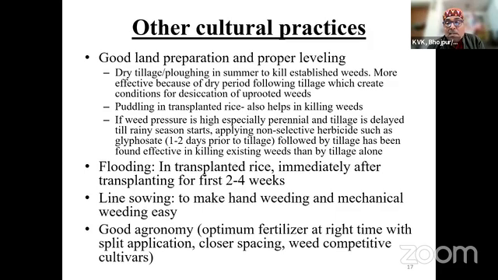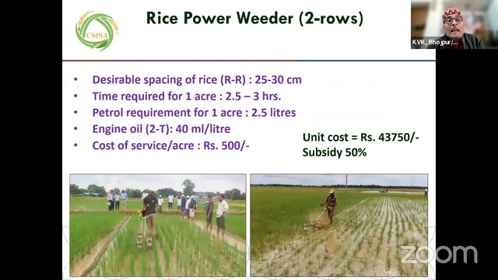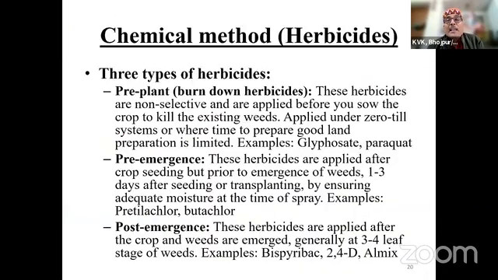There is more competition between weed and plants. These are the physical methods of weed control, that is hand weeding or mechanical weeding. These are some desirable spacing of rice, and these are especially for rice where the hand weeder is in practice. Chemical methods: 3 types of herbicides: pre-plant, pre-emergence, and post-emergence.